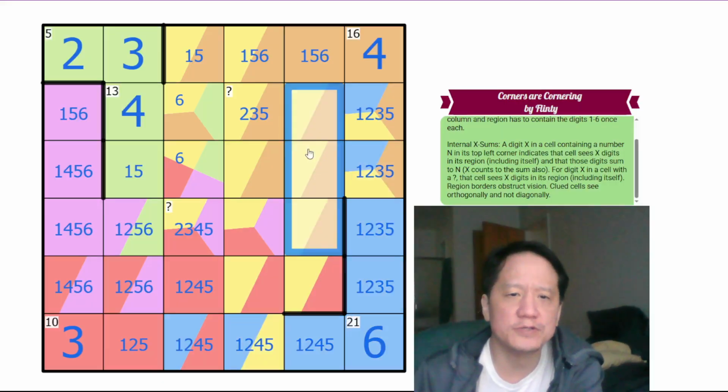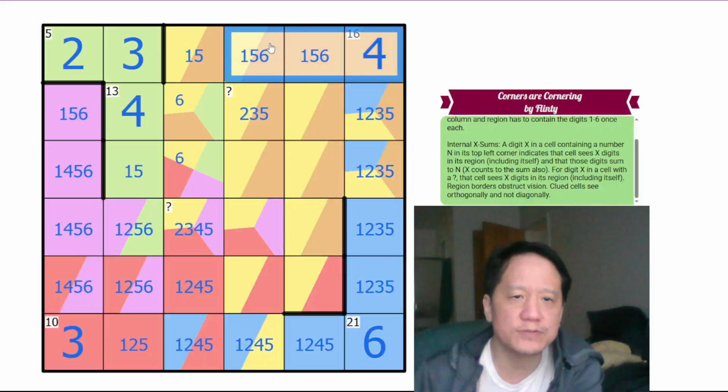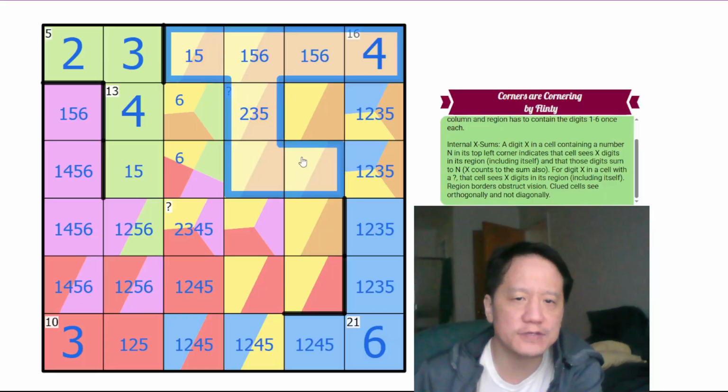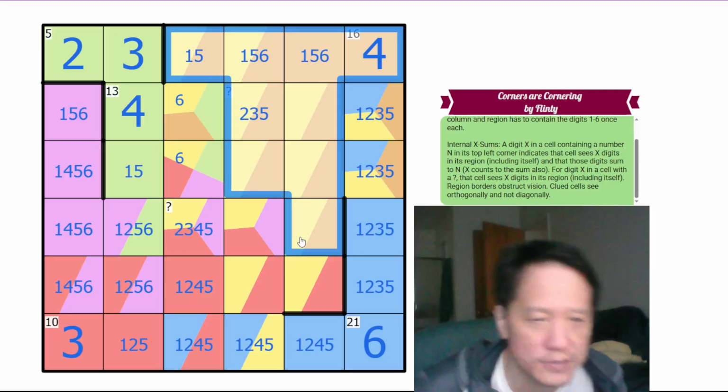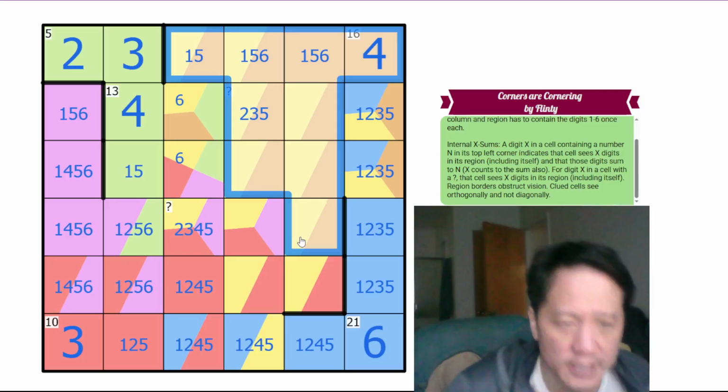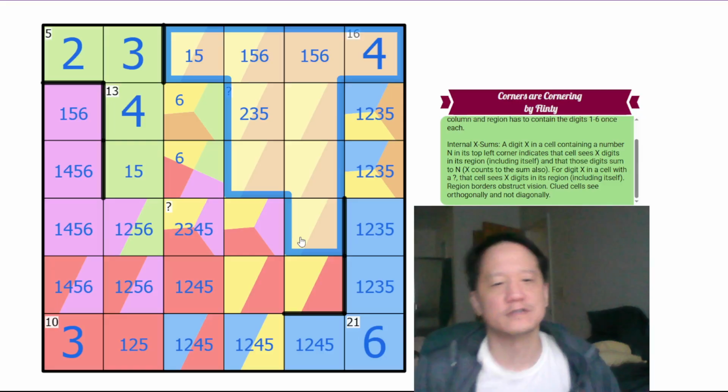How many yellows and oranges are there here? 1, 2, 3, 4, 5, 6, 7, 8, 9. So we only have 3 more yellows and oranges. But that could be in quite a few places.